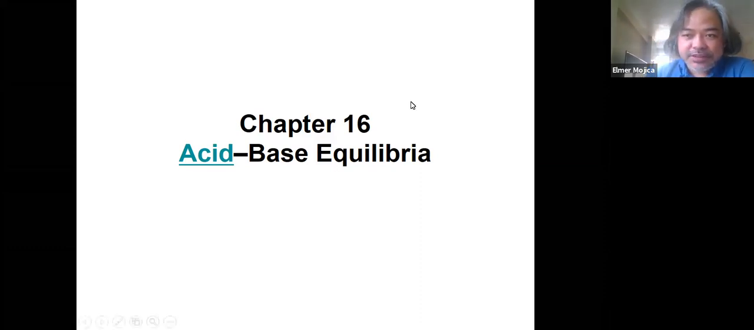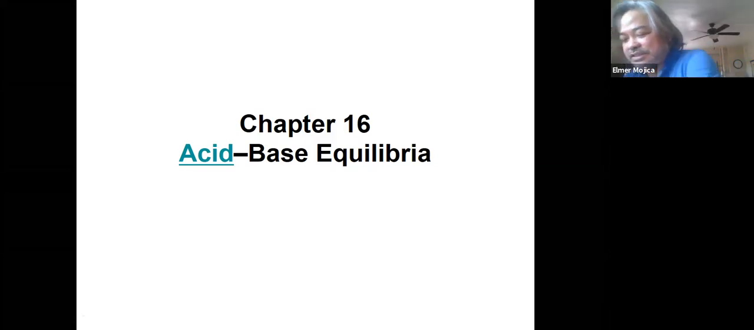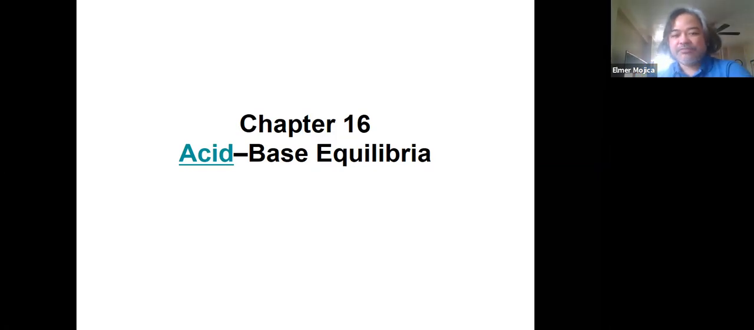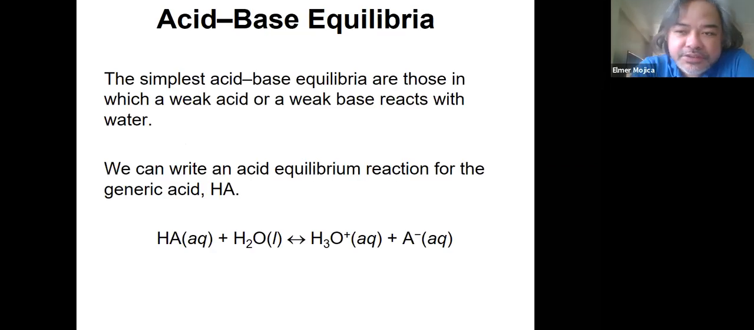higher, or we could say, the pH of strong acids and strong bases. Now, if we have weak acids and weak bases, what usually happens is they undergo equilibria. So we could say chapter 14 is combined in this chapter 16. The simplest acid-base equilibria are those in which a weak acid or a weak base reacts with water.